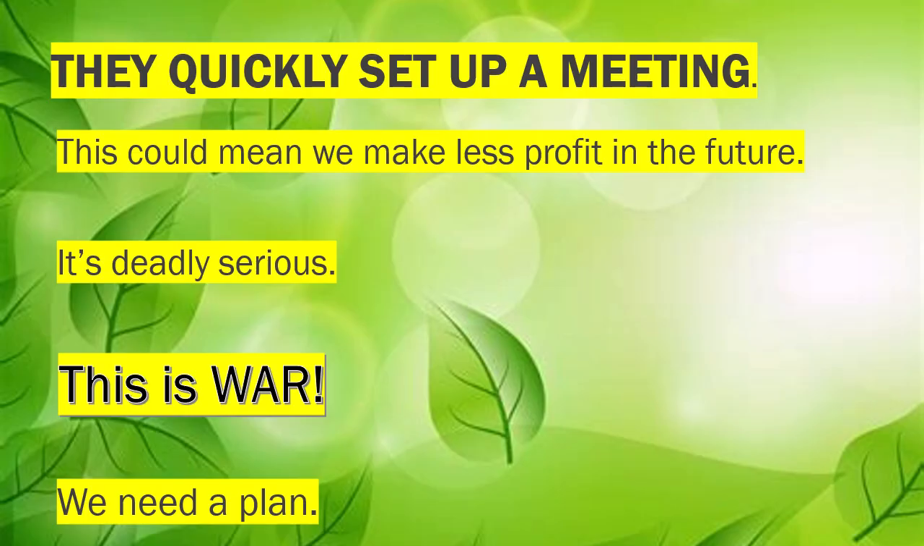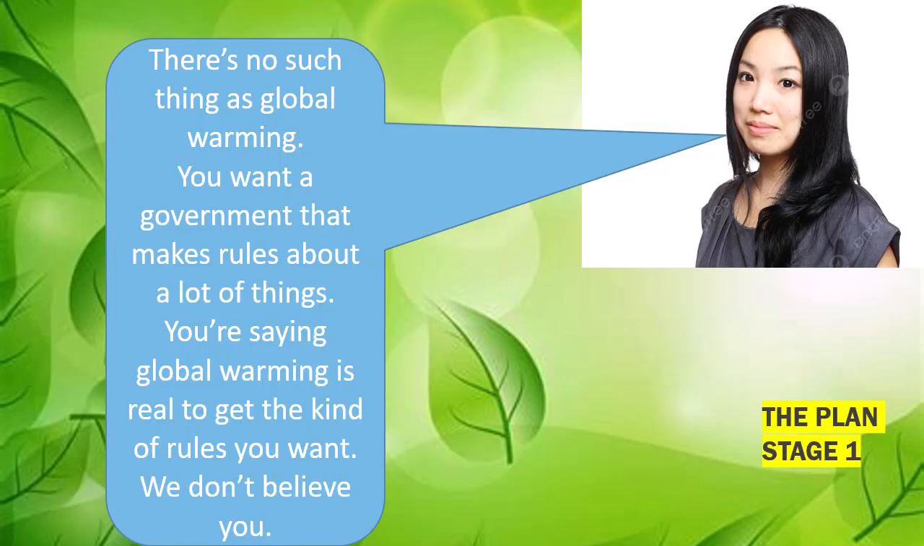They quickly set up a meeting. This could mean we make less profit in the future. It's deadly serious. This is war. We need a plan. So their first step, stage one of the plan, they say there's no such thing as global warming. You want a government that makes rules about a lot of things. So you're saying global warming is real to get the kind of rules you want. We don't believe you.